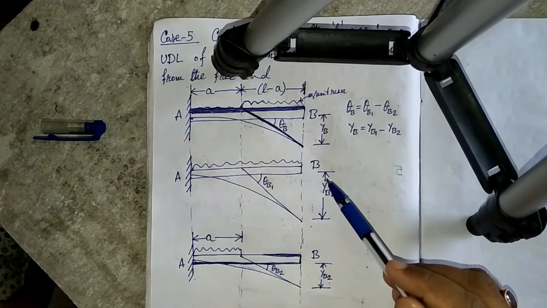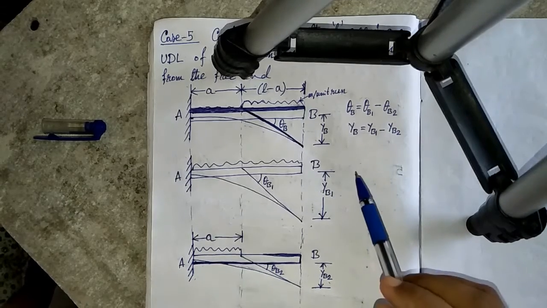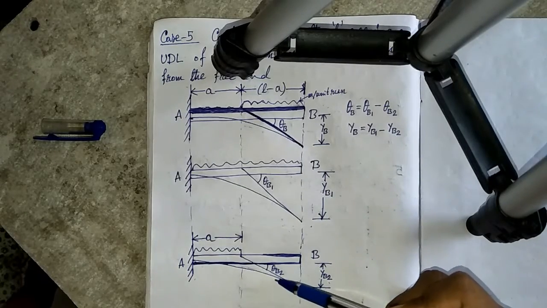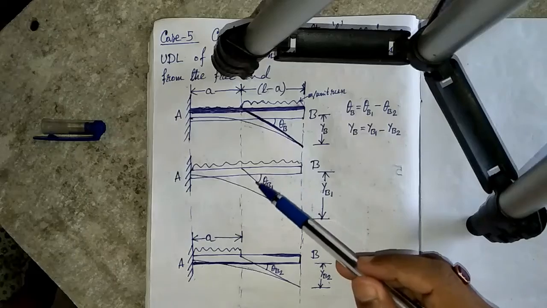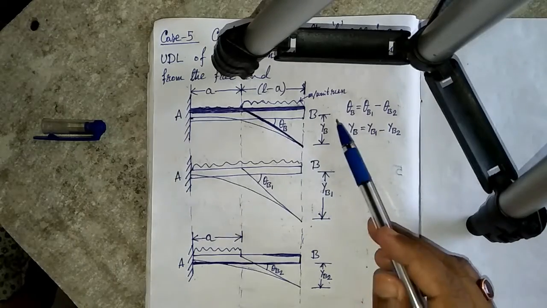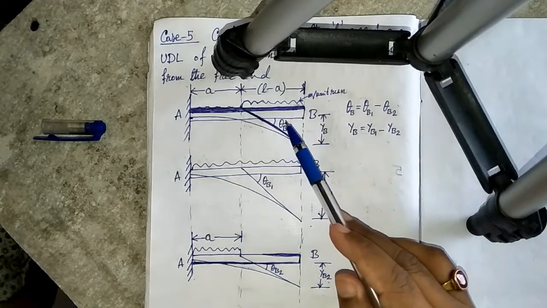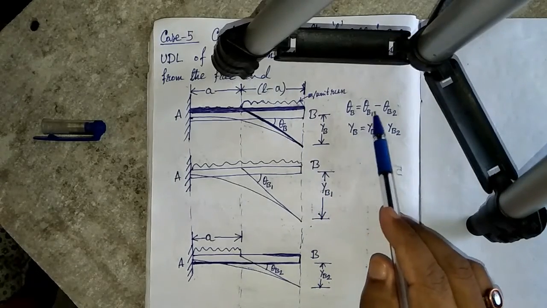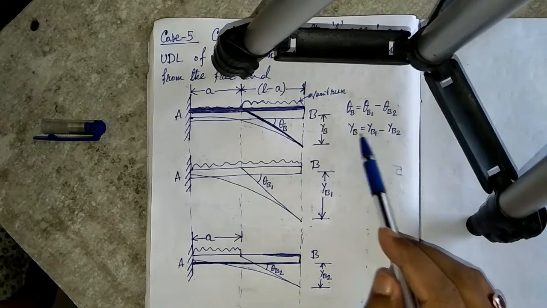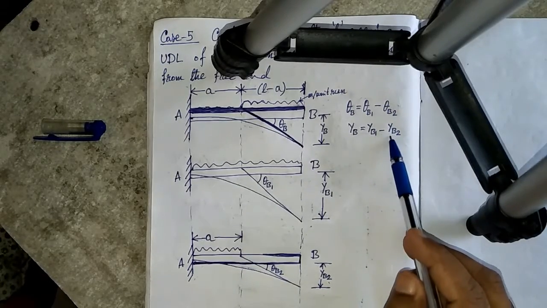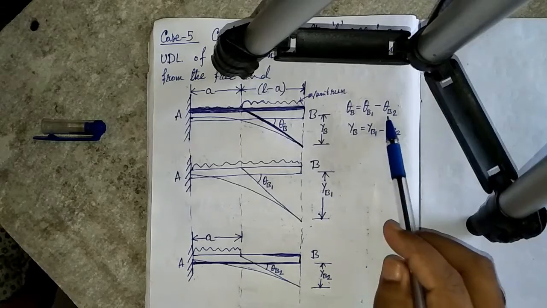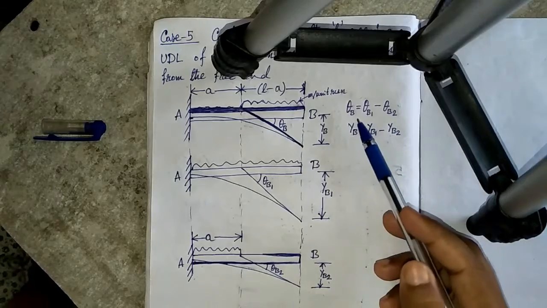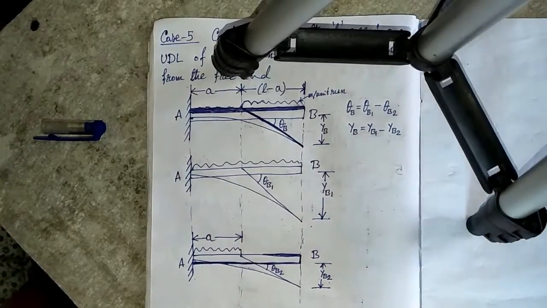Similarly, to find out the slope, we have to subtract theta b2 from theta b1, and we get this theta b, as shown in this equation, that is theta b equals theta b1 minus theta b2. Similarly, yb equals yb1 minus yb2. By subtracting this theta and the y, we get the resultant theta b, the slope, and yb, the deflection.